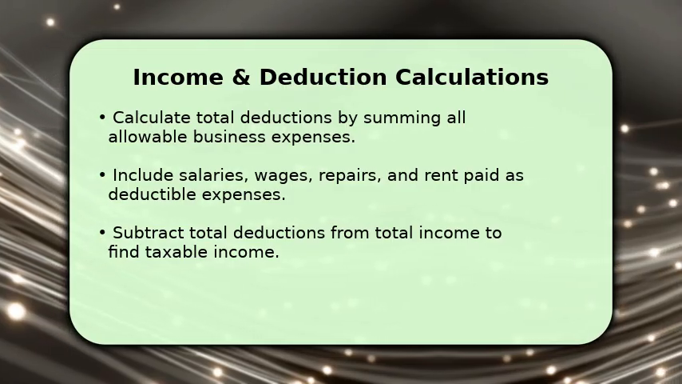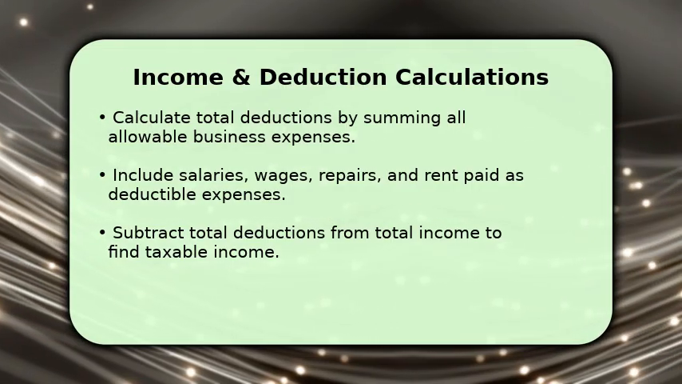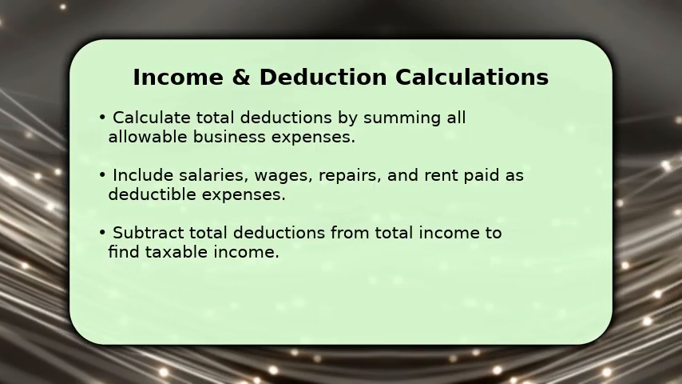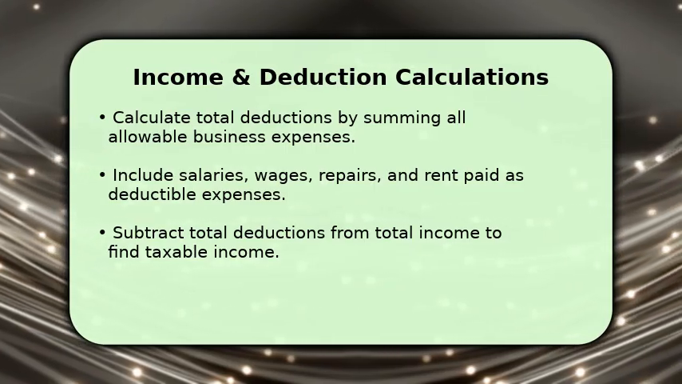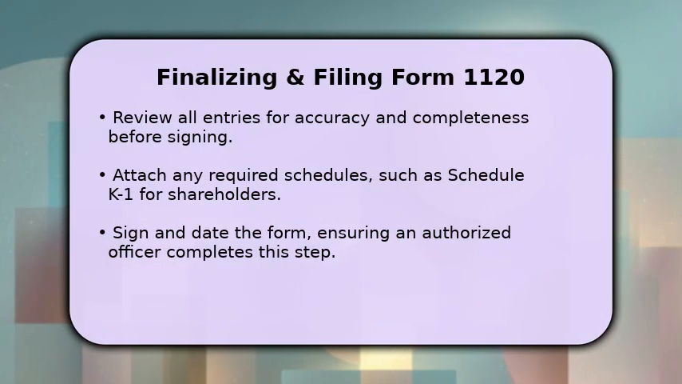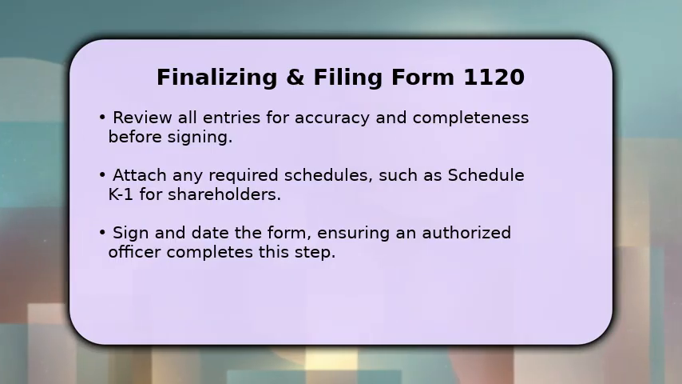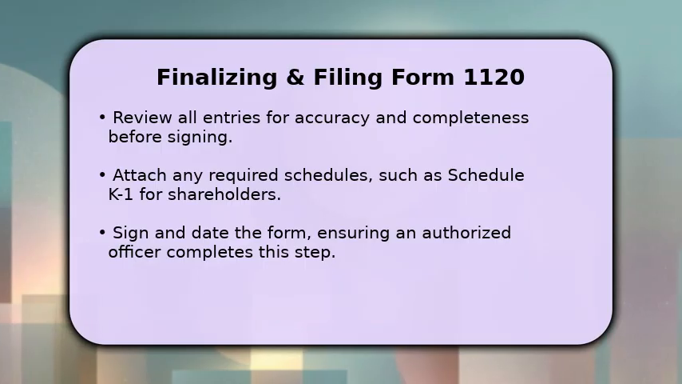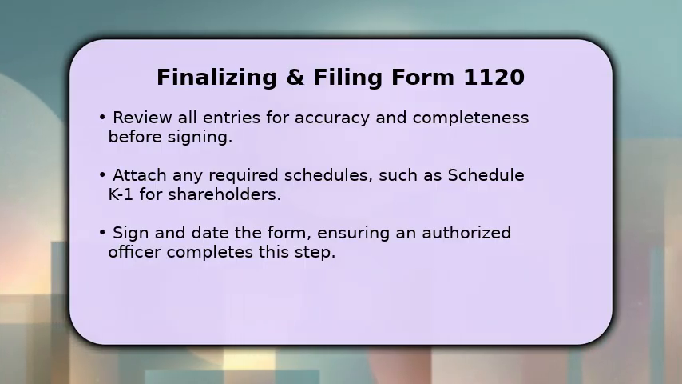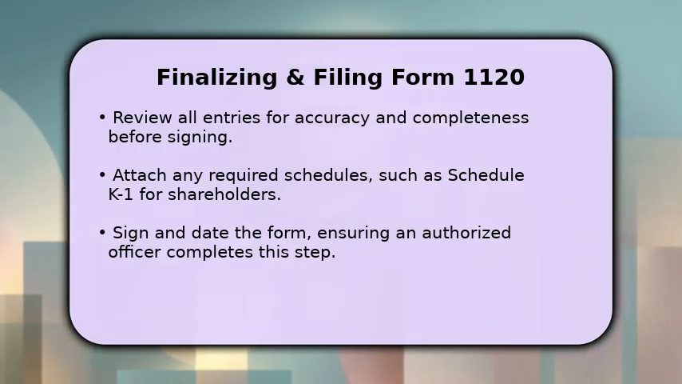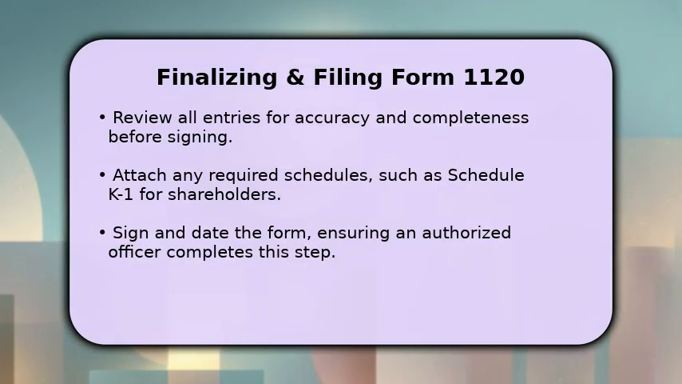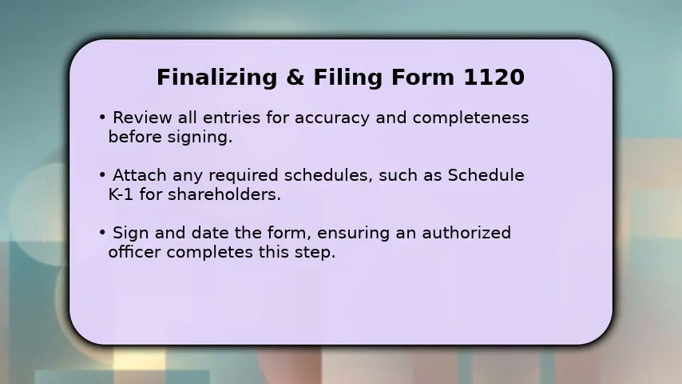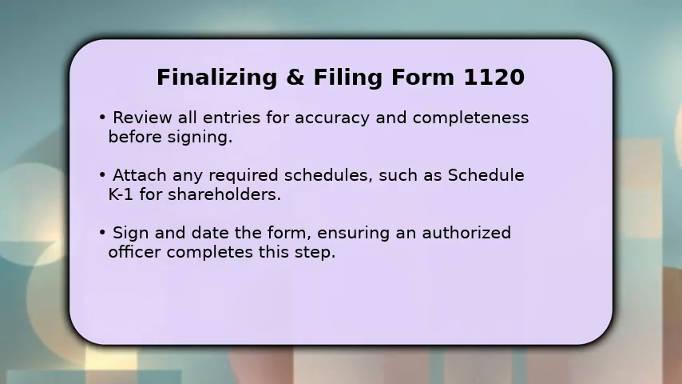Finally, apply the current corporate tax rate to this taxable income to accurately calculate your total tax liability for the period. To finalize and file Form 1120, a thorough review of all entries is essential to ensure accuracy and completeness before signing. Make sure to attach any required schedules, such as Schedule K1 for shareholders, if applicable to your corporation. An authorized officer must then sign and date the form in the designated area.